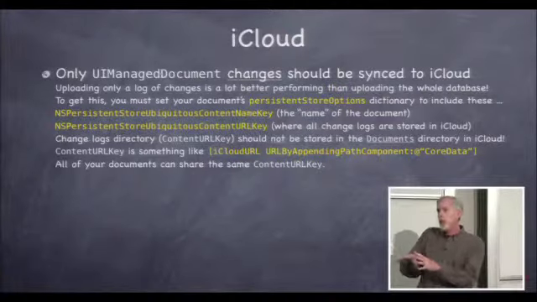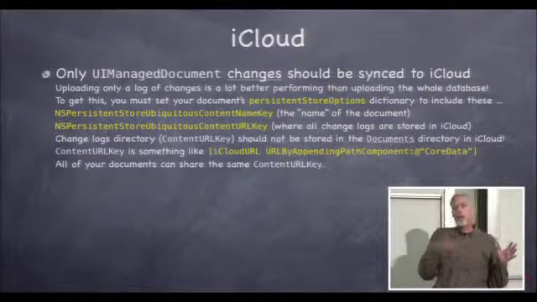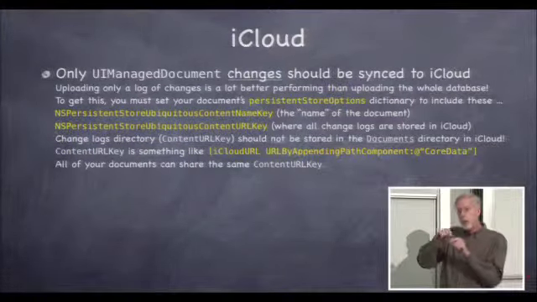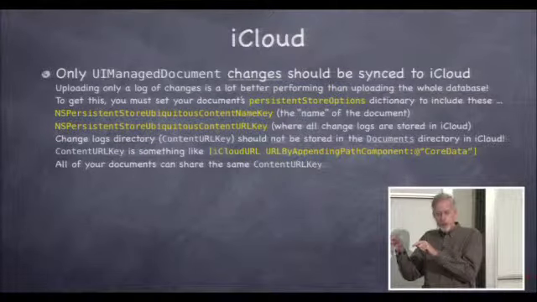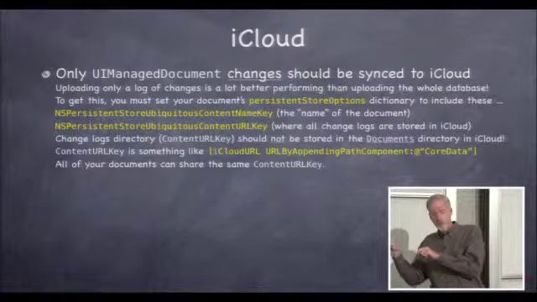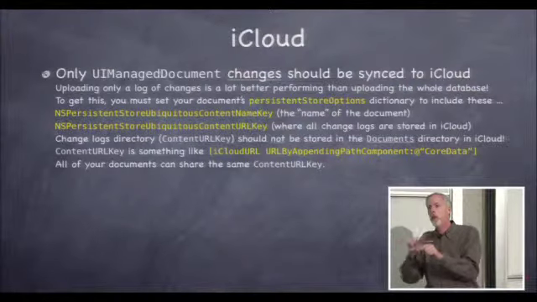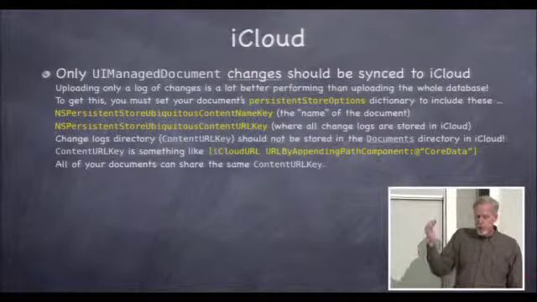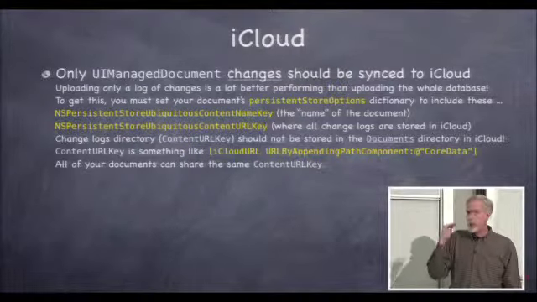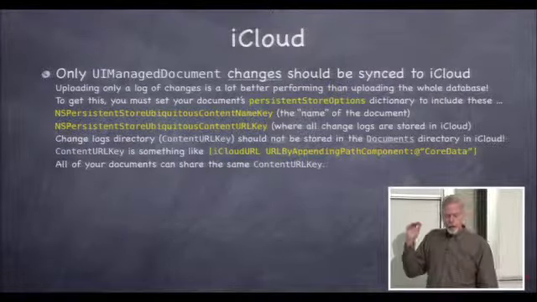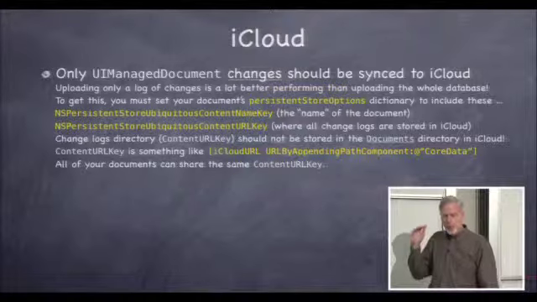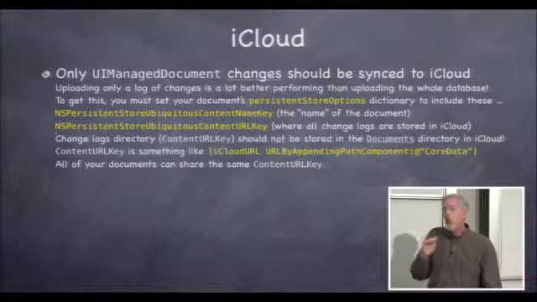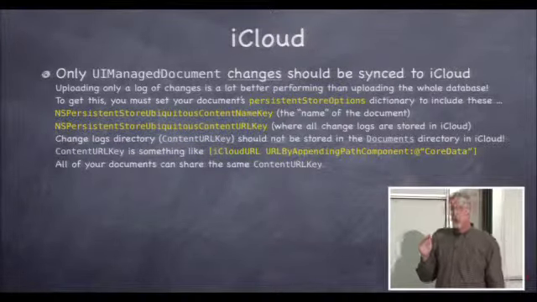It has to be unique for that document. Obviously, you can't have two different documents with the same value for this dictionary entry, NSPersistentStoreUbiquitousContentNameKey. It has to be different for every document. So you're going to set that. That's the most important thing. You must set that.